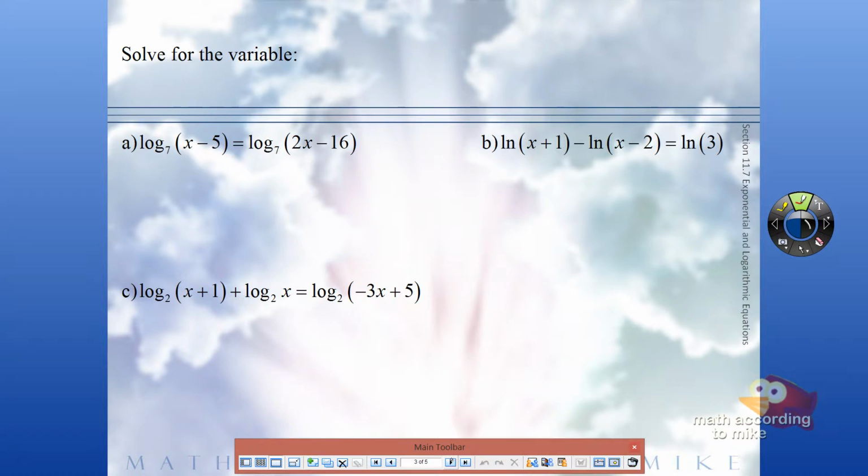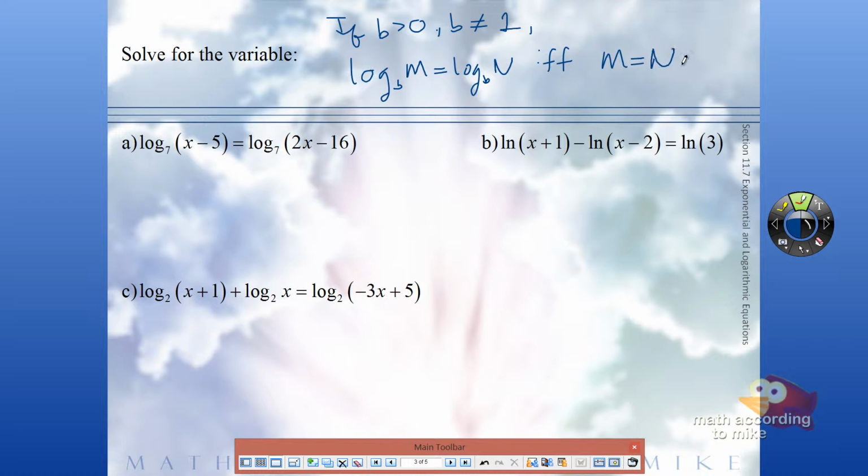Okay, let's switch gears now. So for these problems, notice all of our variables are trapped inside of a logarithm. And all of them are also related because we'll be able to get into this format. If b is greater than 0, b not equal to 1, log base b of m equals log base b of n, if and only if m equals n.